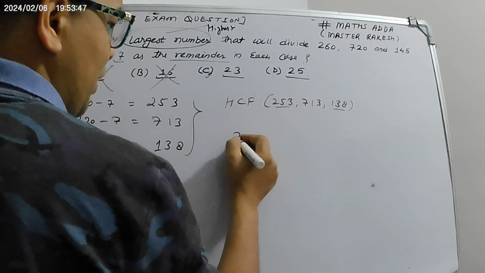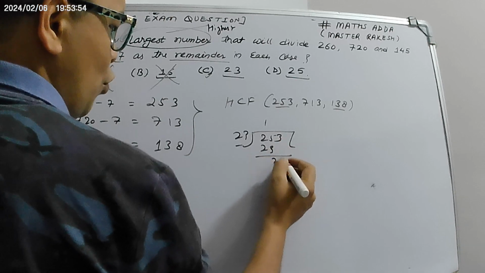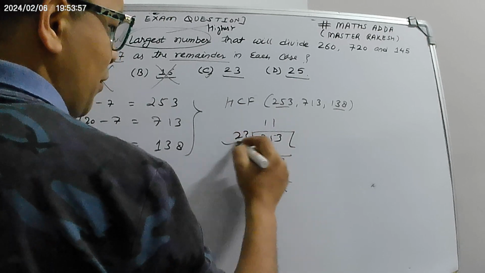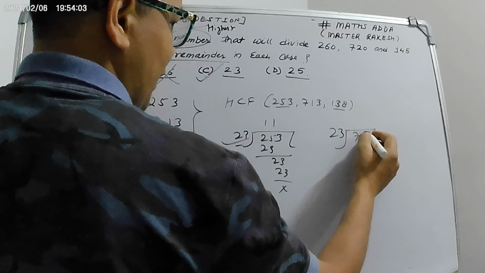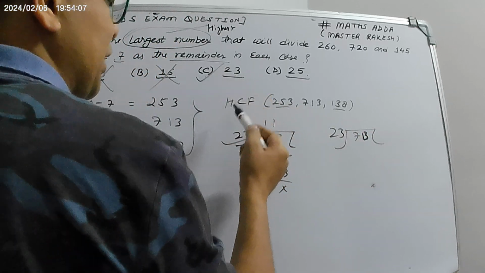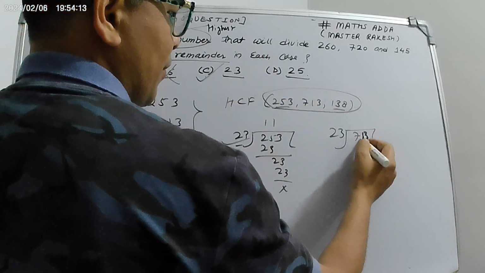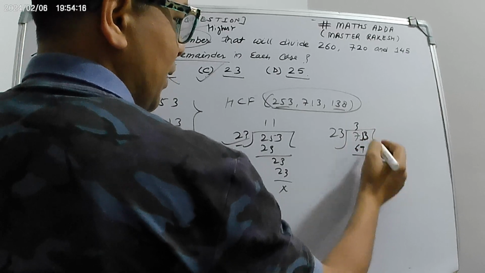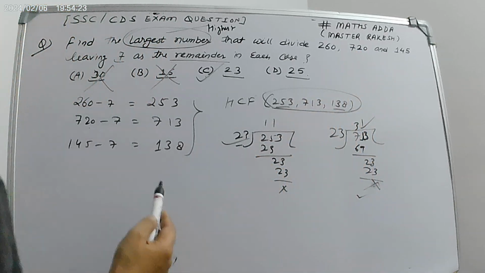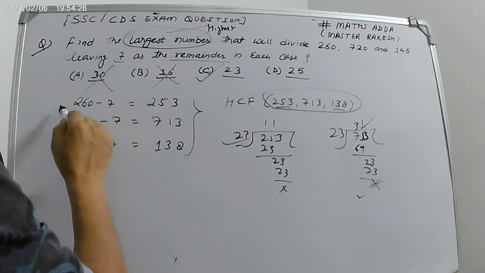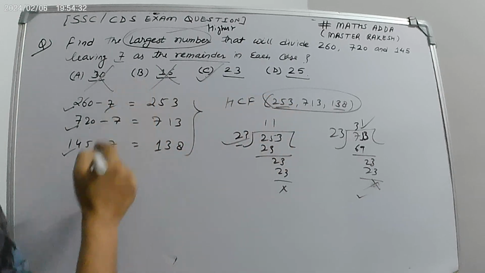Check with 23. 253 divided by 23: 23 once is 23, then 23 again. Wow, it is going with 23, so 23 will be correct. Now divide 713 by 23. You don't even need to find the HCF, you can directly choose the option; otherwise you will have to find the HCF of all three. 23 times 3 is 69, 69, remainder 23. Wow, this also leaves no remainder. So 23 is the only greatest number which will divide these and leave remainder 7 in each case. You can check.